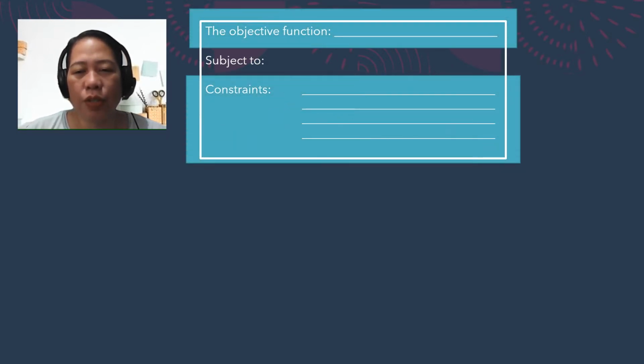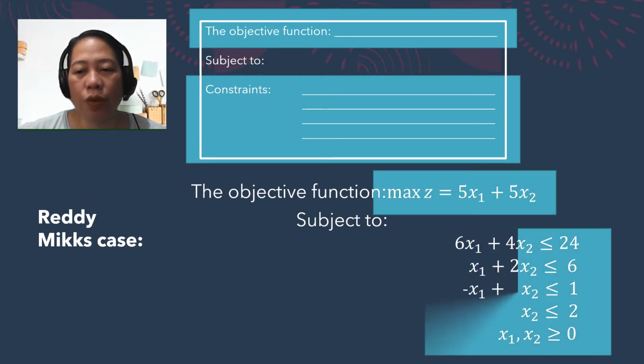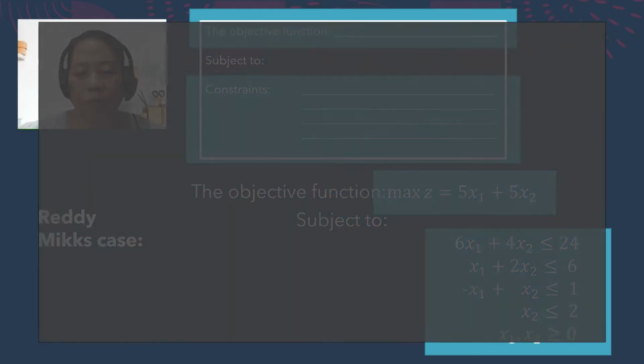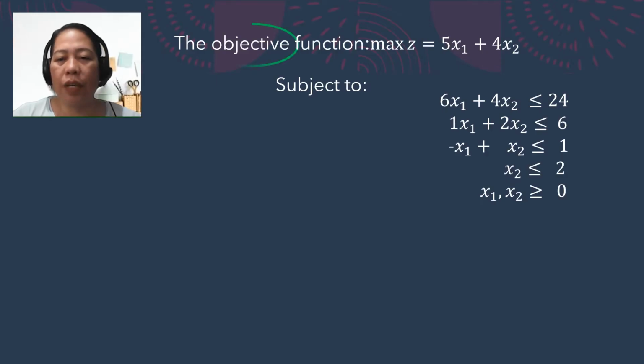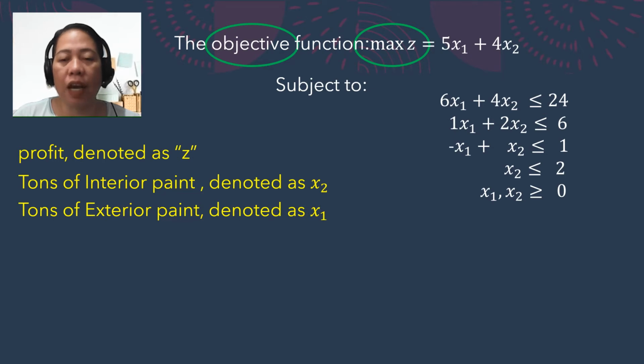Here presenting to you the linear programming model for the Reddy Mikks case situation. This part is the objective function subject to several constraints or limitations. Let's interpret the model. The objective of the company is to maximize its profits through its two products, namely the interior and exterior paints. The unit profit for 1 unit of exterior paint is $5,000, while the unit profit for 1 unit of interior paint is $4,000.